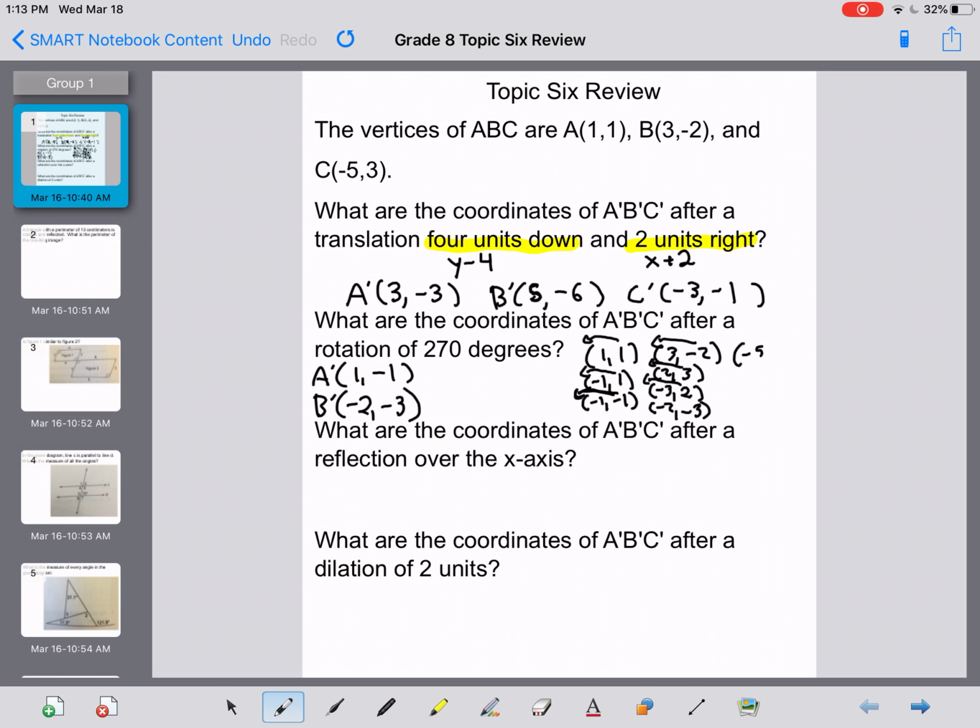Now for C, I start with -5, 3. My back number to the front, -3, -5, that's 90. Back number to the front, and change the sign, 5, -3, that's 180. One more time, my back number to the front and change the sign, I get 3, 5. And that would be 270 degrees.